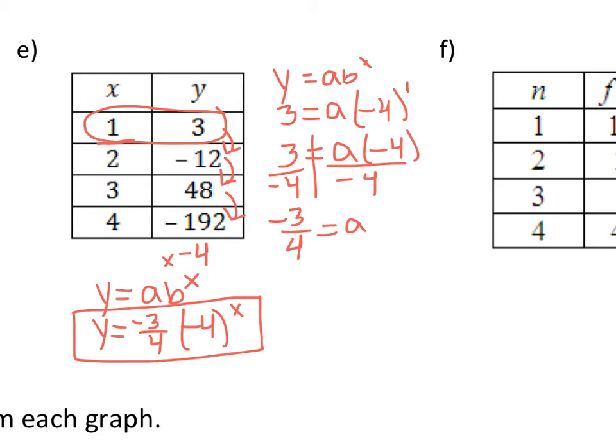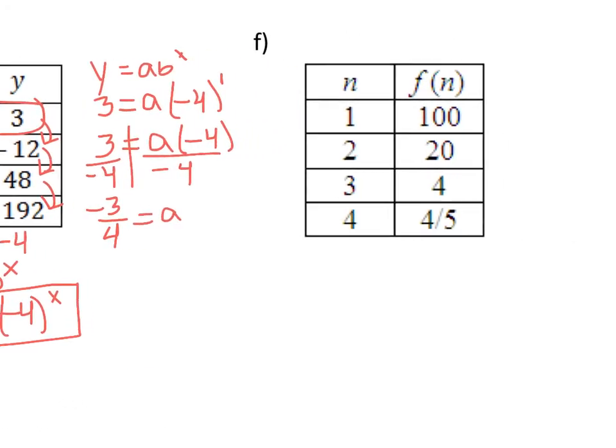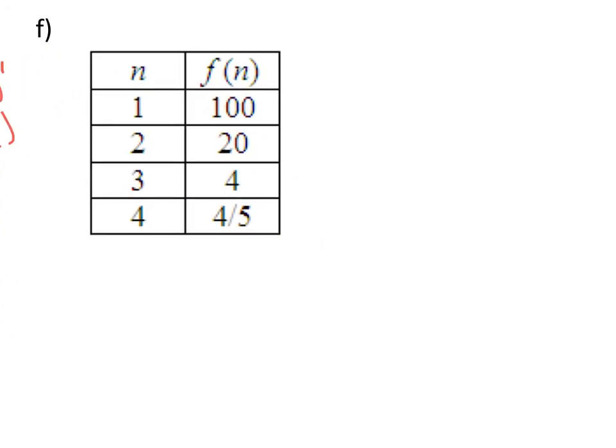Let's take a look at one more like this. Let's look at F. Okay, it's important to note that this has n and f of n. So our final answer has to be n and f of n. Well, our pattern here is divide by 5, but we can't put division. We have to write it as multiplication. Well, divide by 5 is the same as multiply by 1/5. So our b value is 1/5.